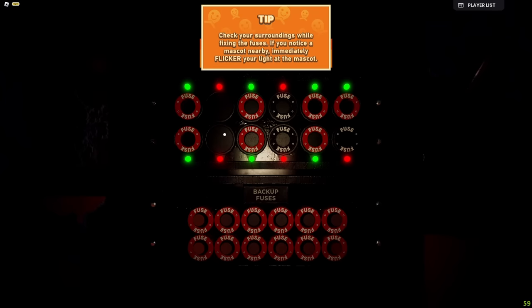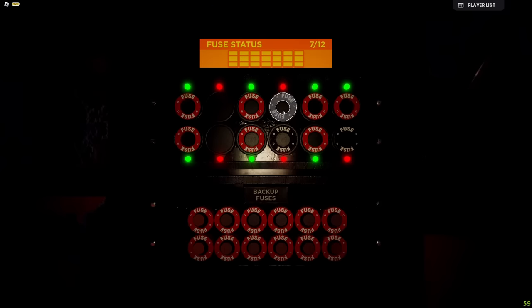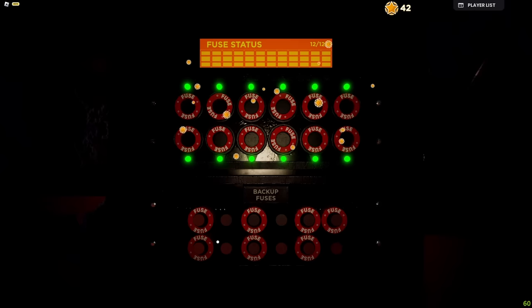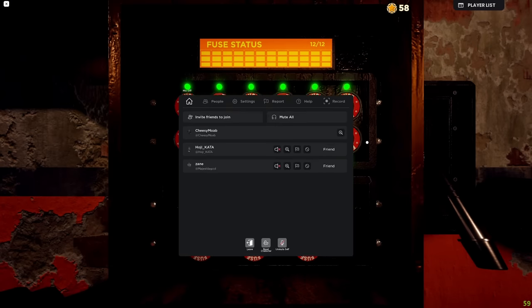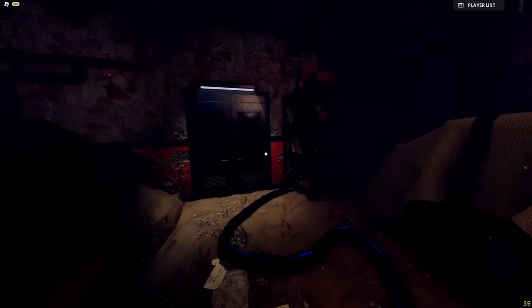Oh. Okay, if you notice a mascot, flicker it. Where? Is there one in here? It just said look around. Just look around. Oh, right there, right there. And he's gone. Easy. Activate power. Fuses are good. That's a nice puzzle. How do I get out of this? Alright, we're back online, we're back online.